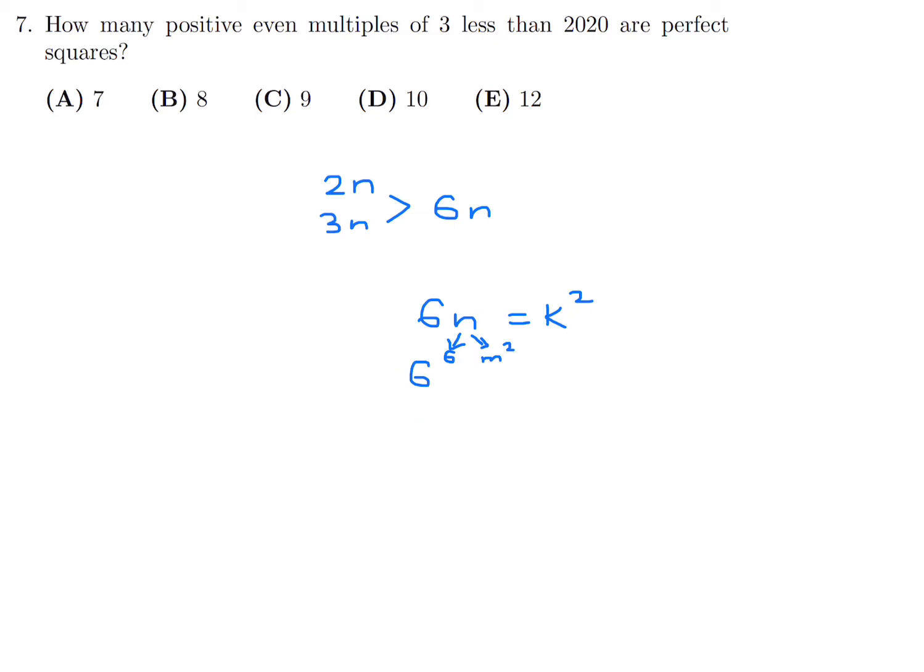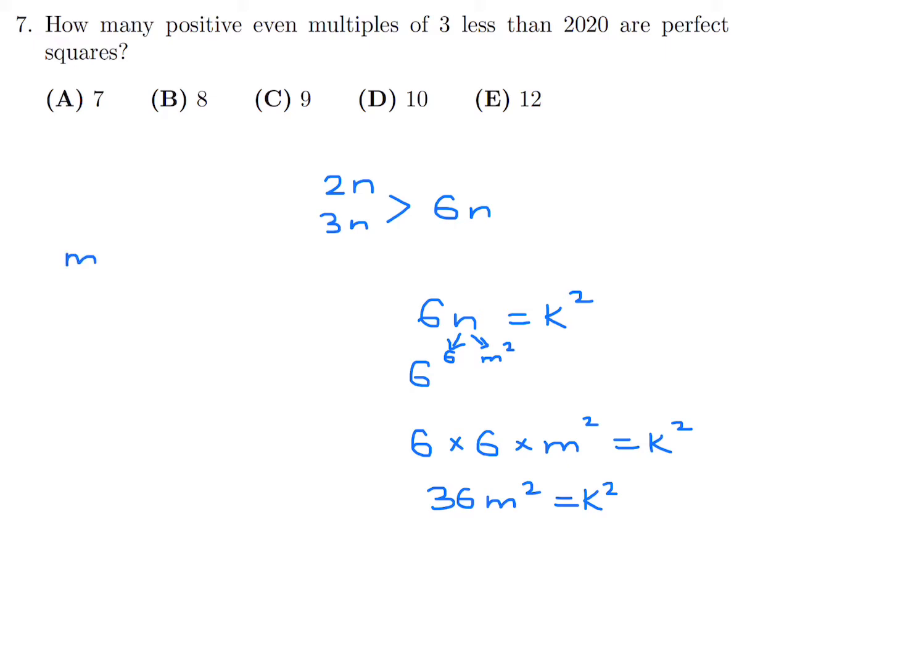So there has to be a 6. So that means it's got to be 6 times 6 times some m squared. Like that. So that's basically 36m squared. And that is the conclusion as to the form of the number. Okay, and it's going to be less than 2020. So any number of this form that's less than 2020. So let's see what happens.